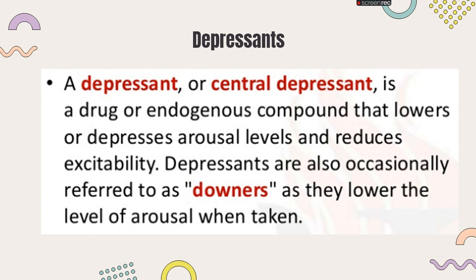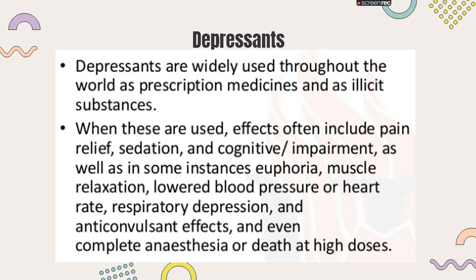This is a drug or endogenous compound that lowers or depresses arousal levels and reduces our excitability. That is the reason why it is called downers, because they lower the level of arousal when they are being taken. This is widely used throughout the world as a prescription medicine and as an illicit substance. If you take this kind of substance, you should expect the effects.